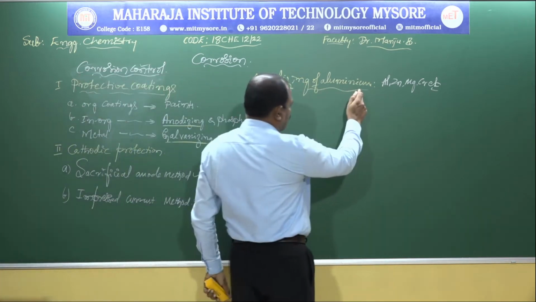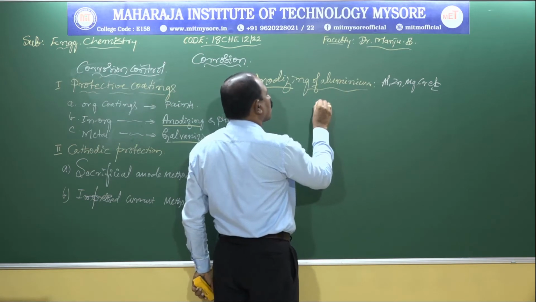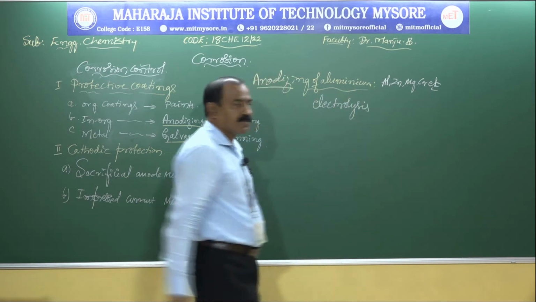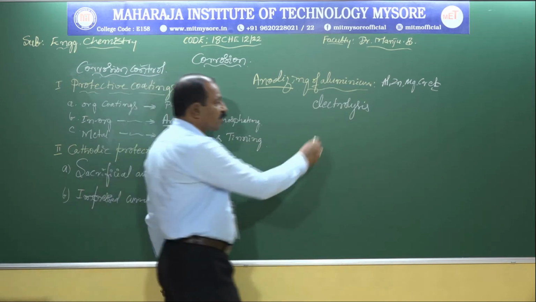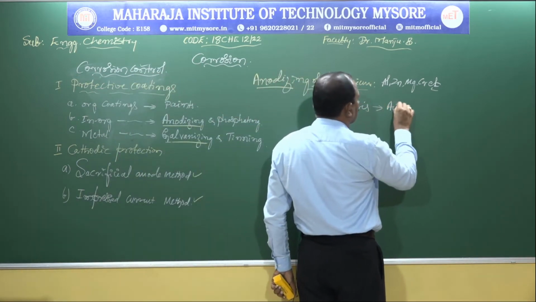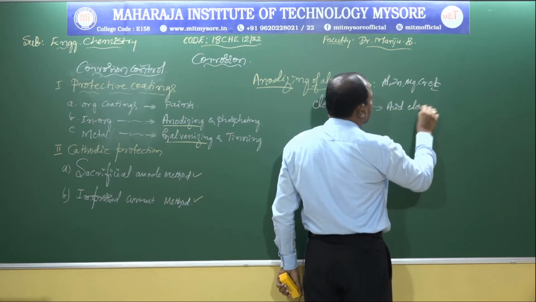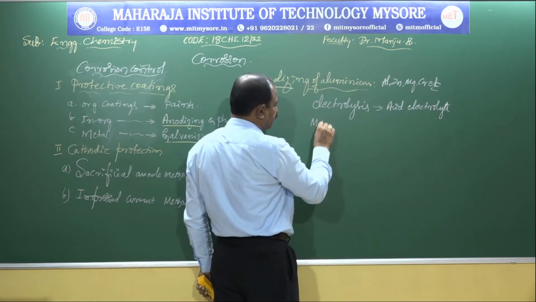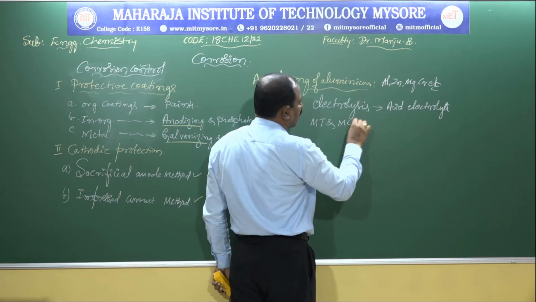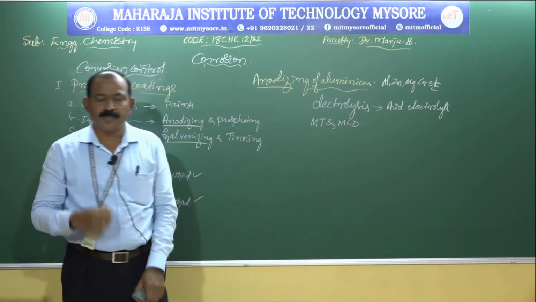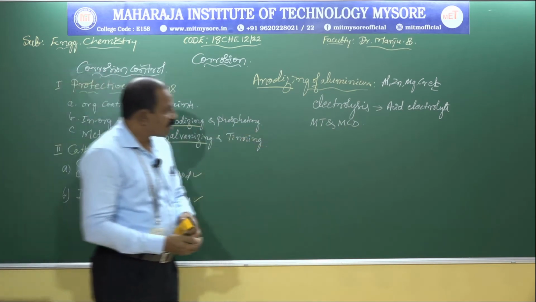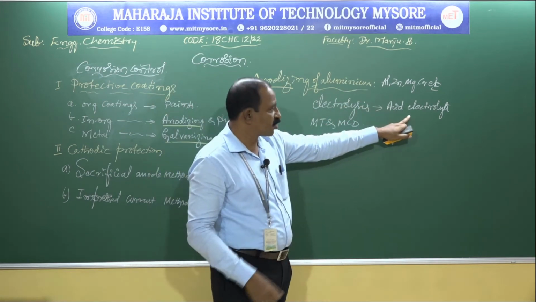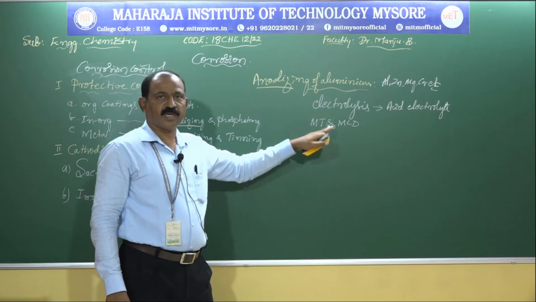The anodizing of aluminum takes place due to electrolysis in the presence of a suitable acid electrolyte, at moderate temperature and moderate current density. Aluminum metal undergoes electrolysis in the presence of a suitable acid electrolyte at moderate temperature and moderate current density.